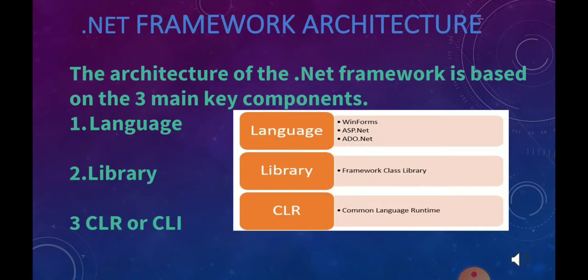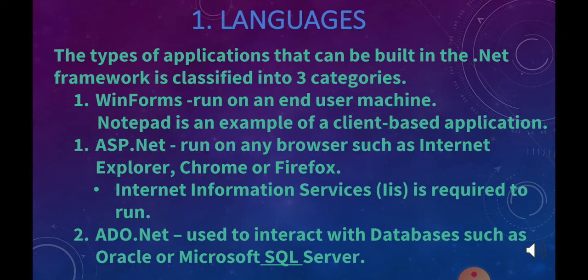As we see in the below diagram, the architecture of the .NET Framework is based on three main key components. That is, language, library, and common language runtime. Let us start with the first component, that is languages. Basically three types of applications can be built in the .NET Framework.